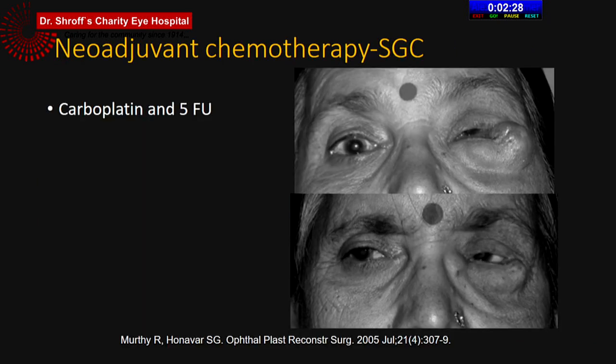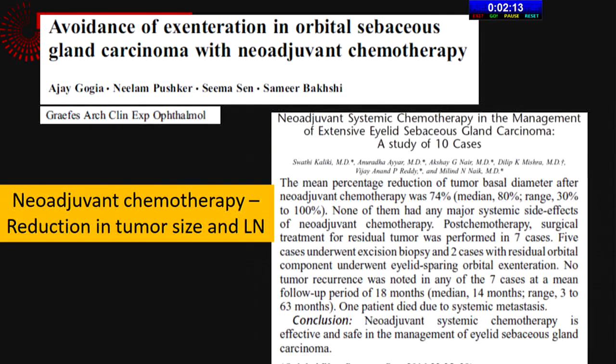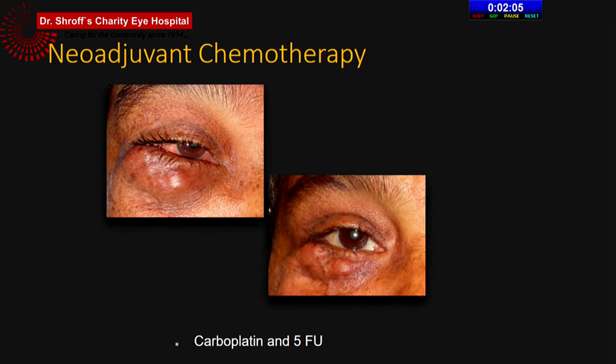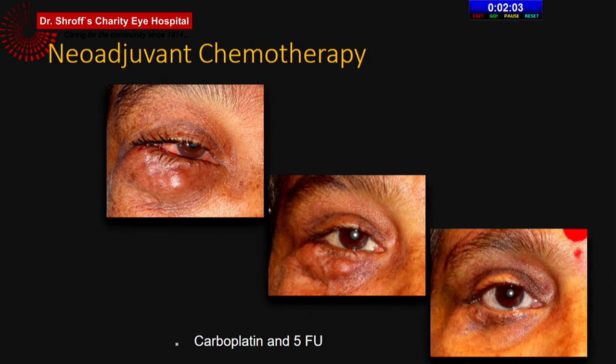So what can be done for this patient is neoadjuvant chemotherapy, which is more and more used these days for the locally aggressive SGC, and the response has been very good for this patient. It shrinks the tumor, reduces the size, where a less extensive surgery can be done for these patients. We have a couple of reports now where exenteration or even mutilating surgeries can be avoided for this patient by the use of neoadjuvant chemotherapy.